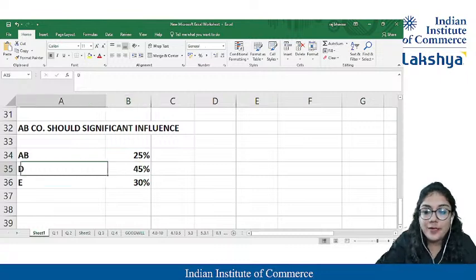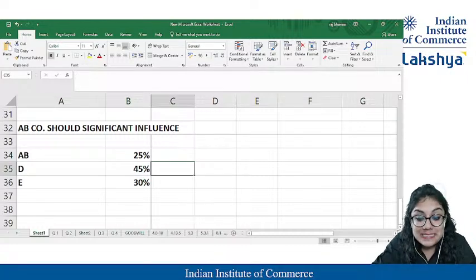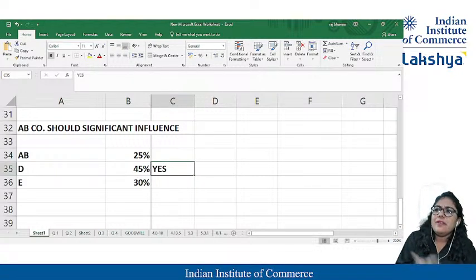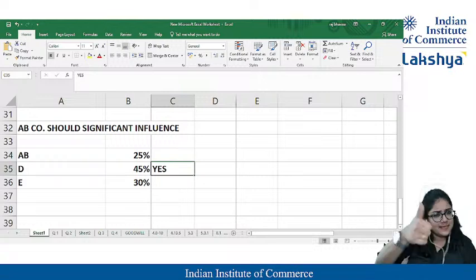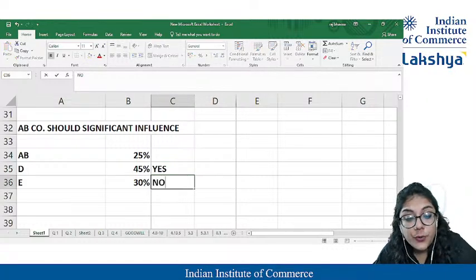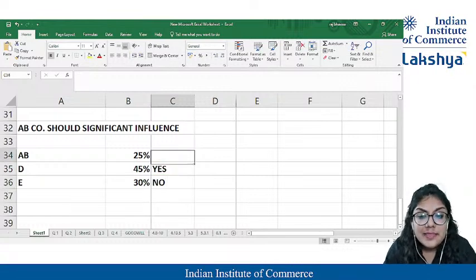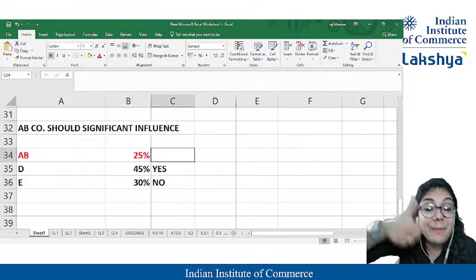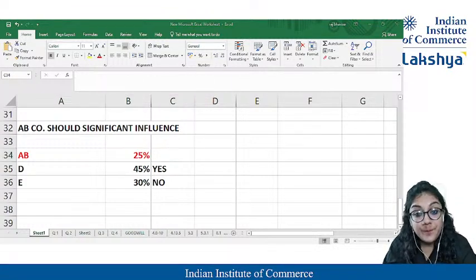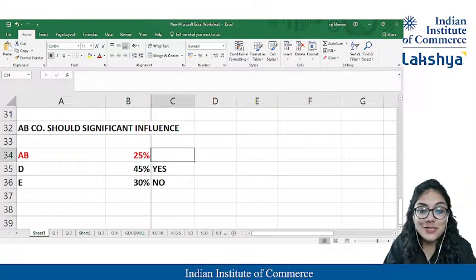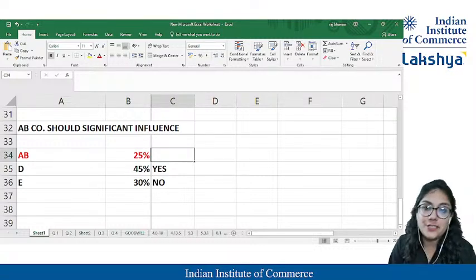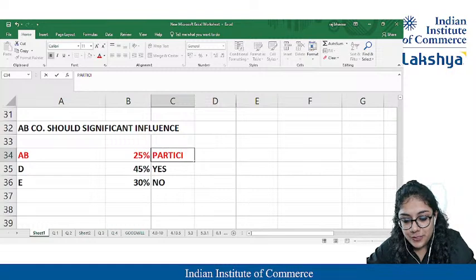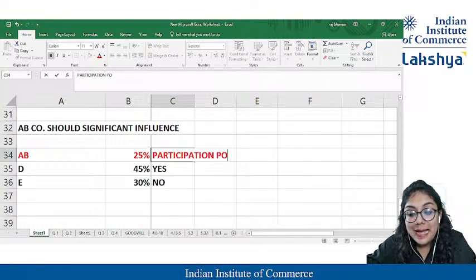Say for example, D Limited has said yes to some decision. There was a conflict going on, so they told, we want to purchase from this party. D told yes, agreed. E told no, we cannot agree. Then do you think AB Limited with the 25% right has the power to influence the decision? Yes, I'll have the power to influence the decision. I'll have the power to participate in the decision, the participation power and the decision making power.